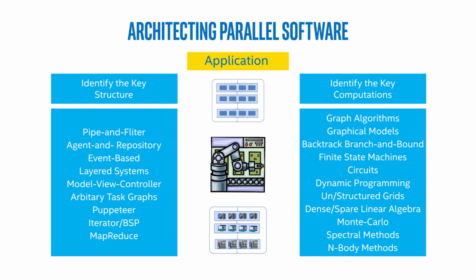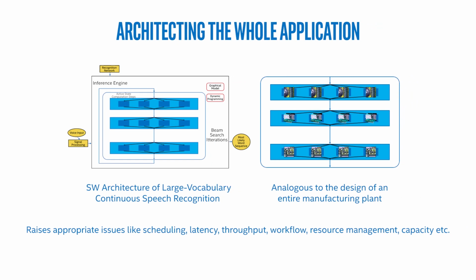In terms of patterns in architecting software, once again, we go back and forth between identifying the software structure and identifying the key computations. We do this hierarchically to arrive at the overall software architecture of the application. For example, here we have the software architecture of a real large vocabulary continuous speech recognition, which is again analogous to the design of an entire manufacturing plant.